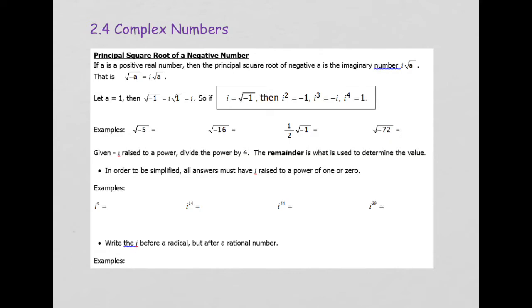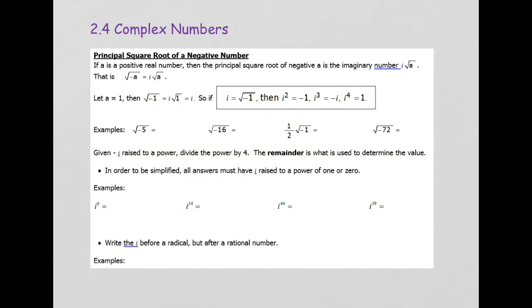Then let a equal 1. Then the square root of negative 1 is equal to i square root of 1, which is equal to i. So if i equals the square root of negative 1, then i squared equals negative 1, i cubed equals negative i, and i to the fourth equals 1. Examples.